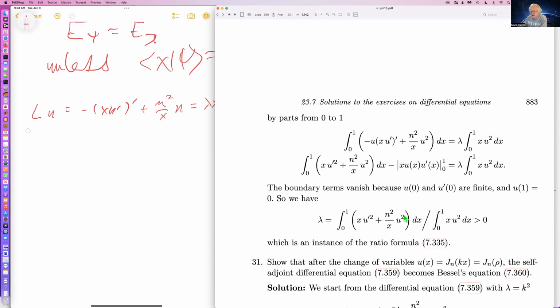I think we could have gone to this directly just from the previous analysis in the book, which said that the eigenvalues are all ratios of the energy term divided by the normalization term. Well, the normalization term is always positive, and the energy term in most cases is also positive. So this is the integral of x from 0 to 1, u prime squared is positive, n squared is positive, x is positive, u squared is positive. This is obviously positive.